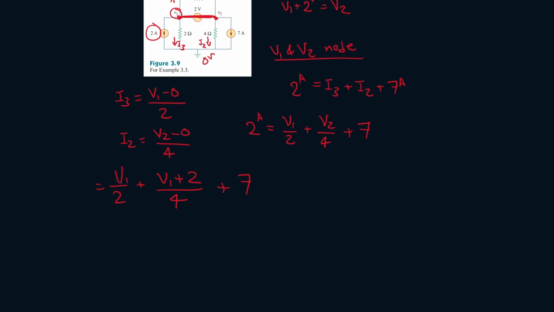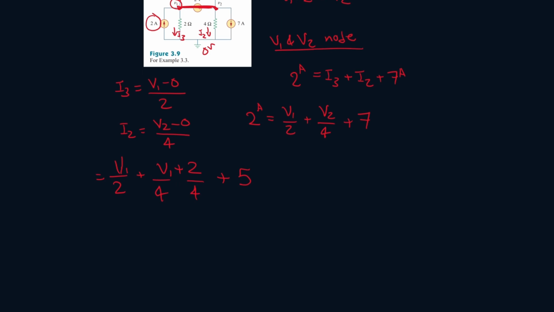So it'll be 5 here. This 4 we can break up, and let's see what we get. The 2 over 4 is just 1 over 2, so it'll be 5.5. And then let's solve for the other portion. This portion will be 0.75 V1.